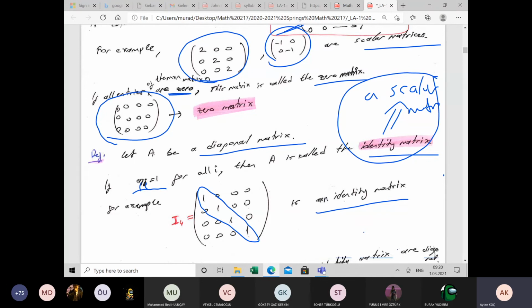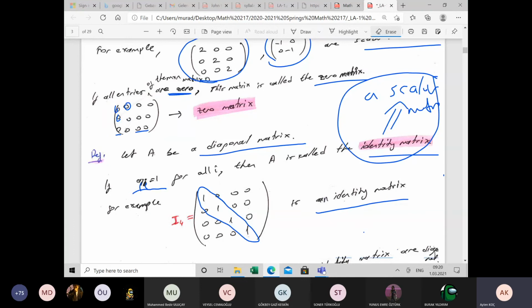Is this one a zero matrix or not? Zero matrix means all entries should be 0, 0, 0. Yes, satisfied. So this matrix is a zero matrix, but its dimension is 3 by 4, not square. And if our matrix is a scalar matrix, the first condition should be square, but it is not square. This one is a zero matrix 3 by 4, not scalar.